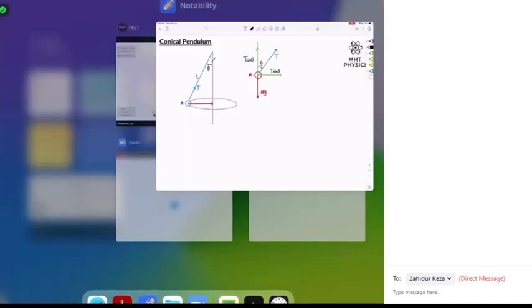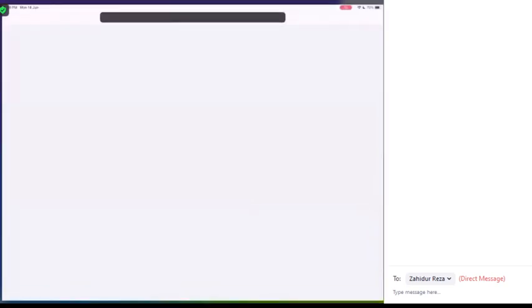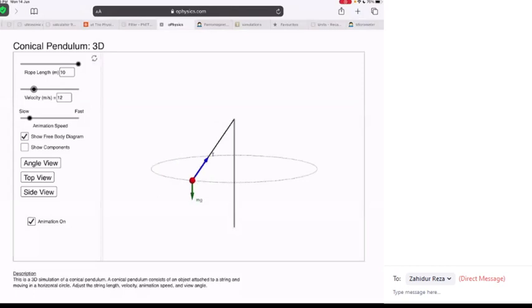So there are two interesting points we need to address. Number one is this. Look at this. Isn't this doing circular motion?